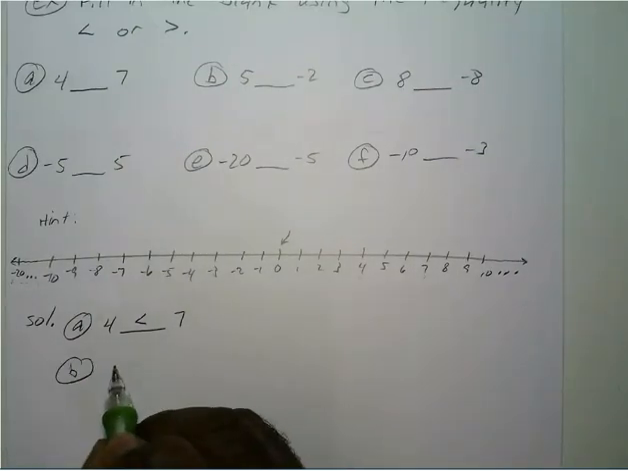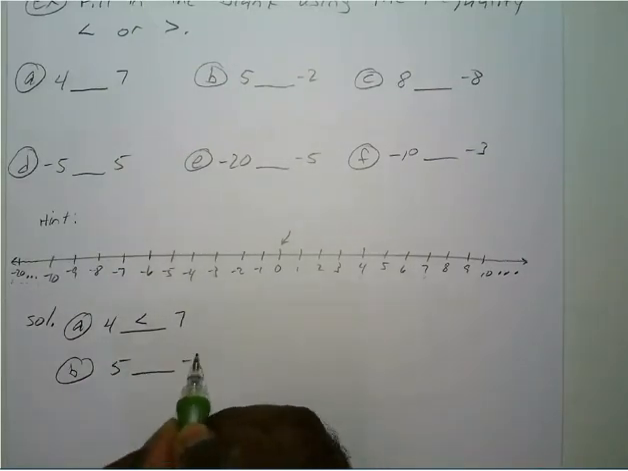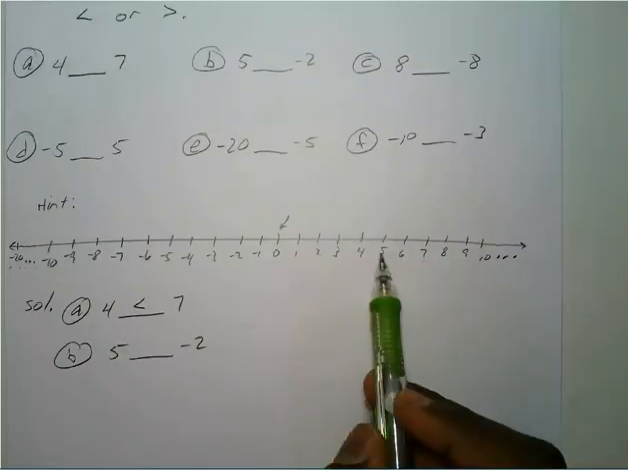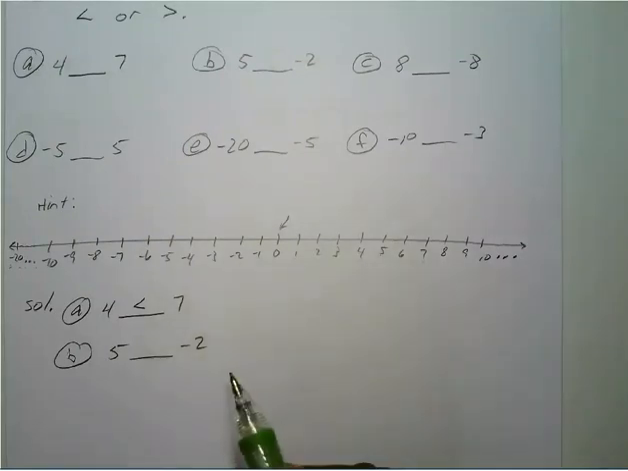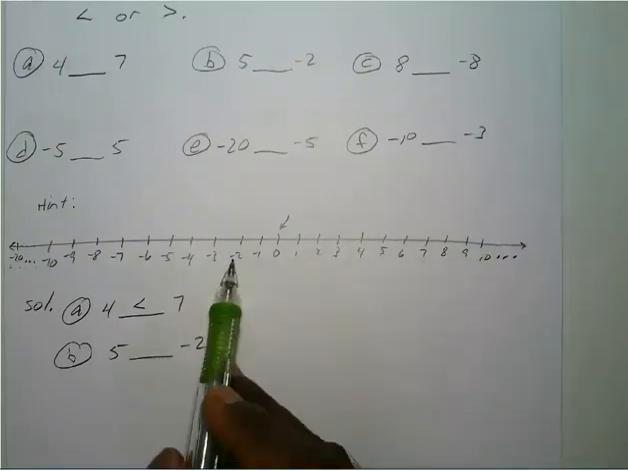Okay, so for B, you have 5 and negative 2. So you see 5 is on the right, negative 2 is on the left. So negative 2 is less than 5. Or 5 is greater than negative 2.